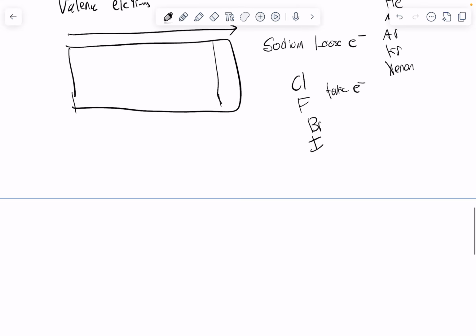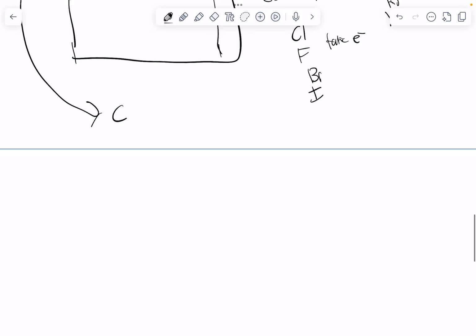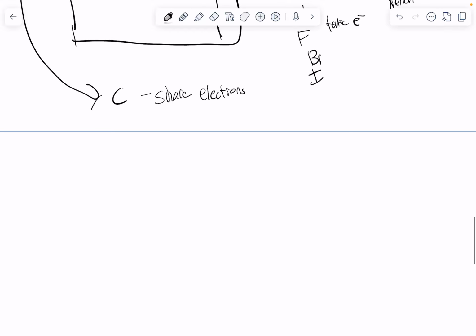Okay, so now let's get back to carbon, because that's the word. Carbon is a non-metal, and carbon's really cool because it has 4 valence electrons. 4 valence electrons, okay? And carbon doesn't like to take or give, it likes to share. So carbon likes to share electrons. So carbon is really good at making all these bonds.